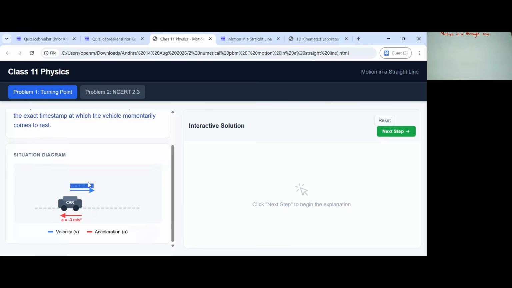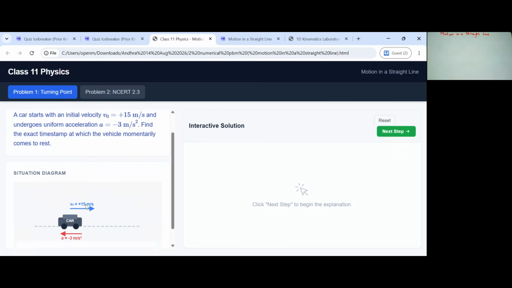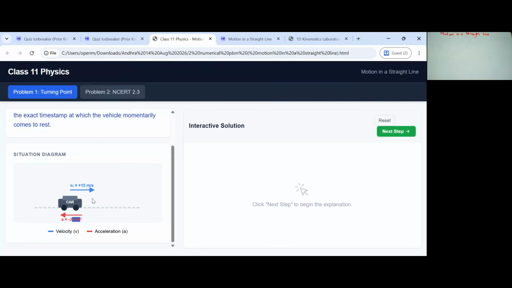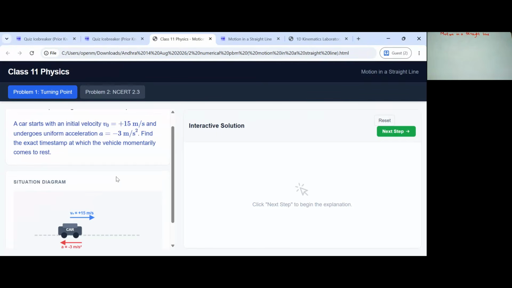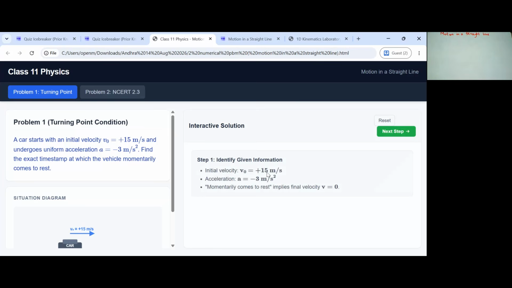So you can see that V naught, that is initial velocity, is 15 meter per second, and the acceleration is opposite to the velocity, that is A equal to minus 3 meter per second square. Clear? Find the exact timestamp at which the vehicle momentarily comes to rest. So first of all, identify the given information: initial velocity, acceleration. Momentarily comes to rest means final velocity must be 0. That is V is equal to 0. Clear? Okay.